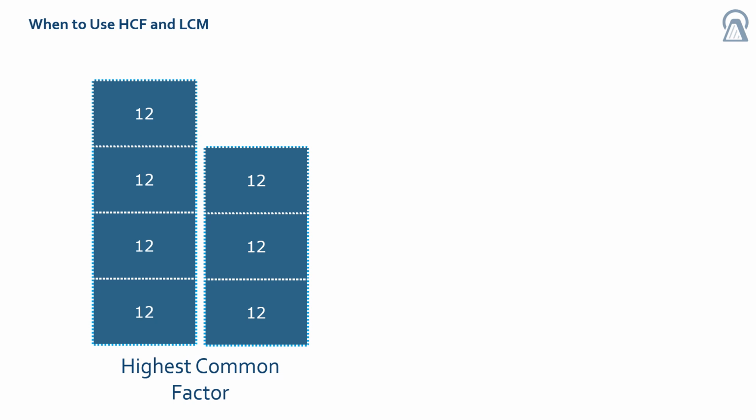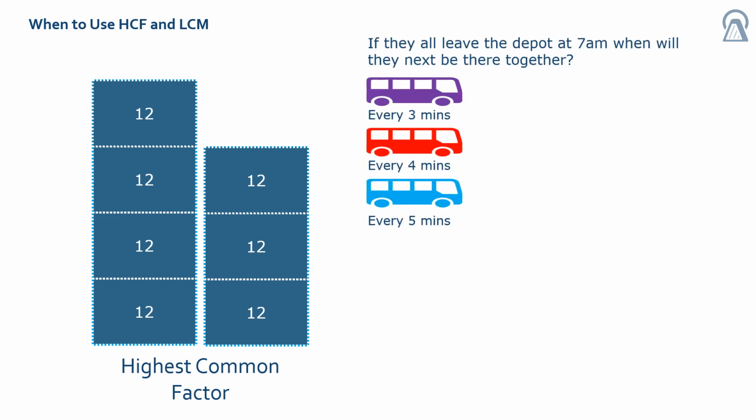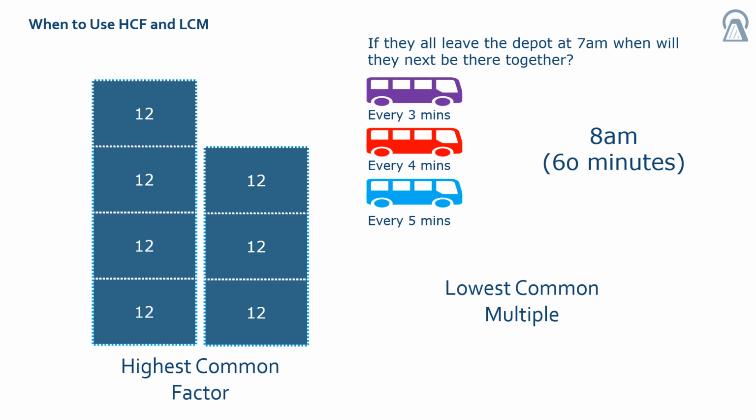When you're asked about synchronizing events or cycles, for example a bus timetable where there are three buses going at different intervals, you might be asked when is the next time they're all going to arrive back at the bus station together? This is where you're looking for the lowest common multiple. So for synchronizing events, generally you're looking for the lowest common multiple of your numbers.